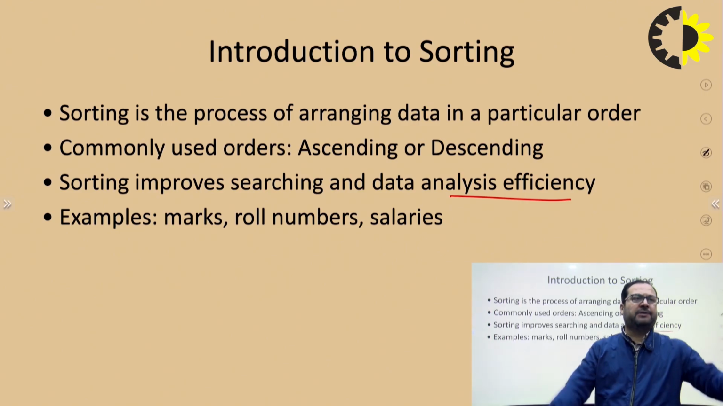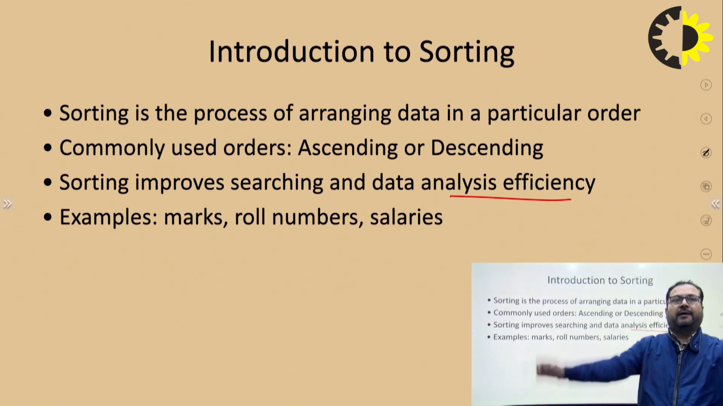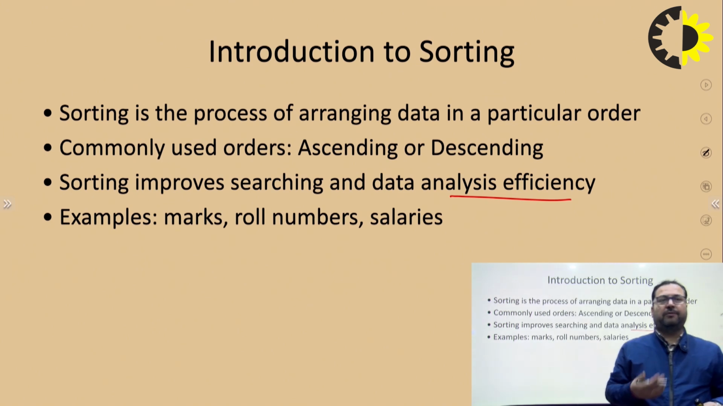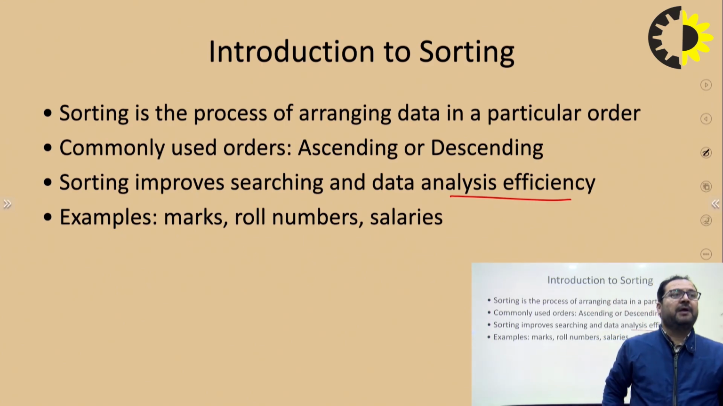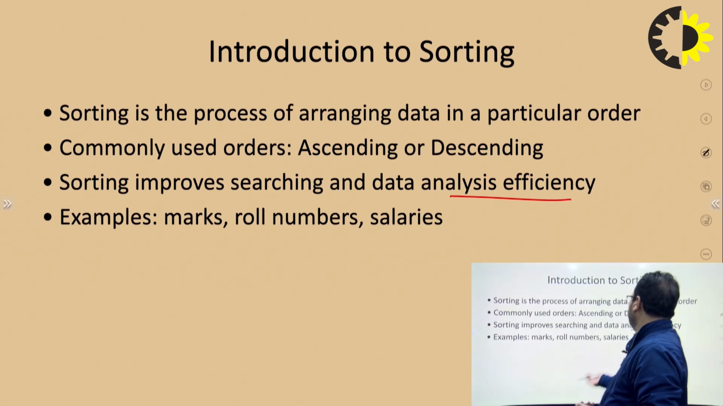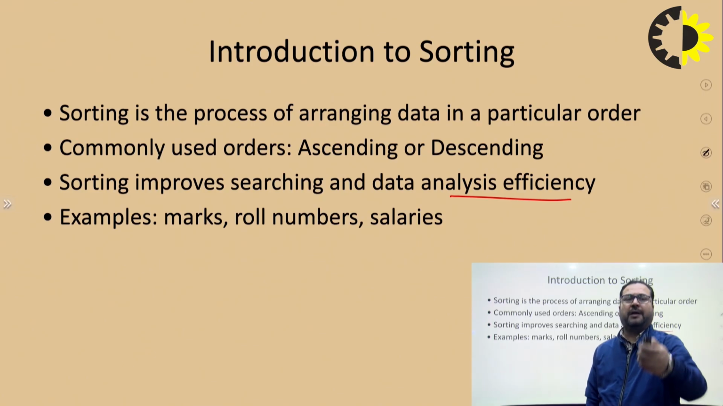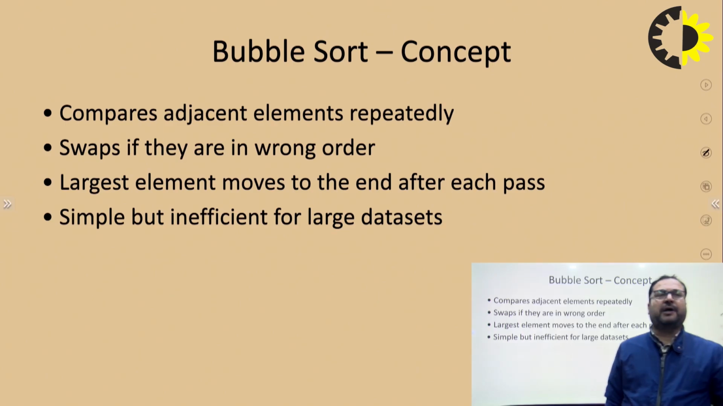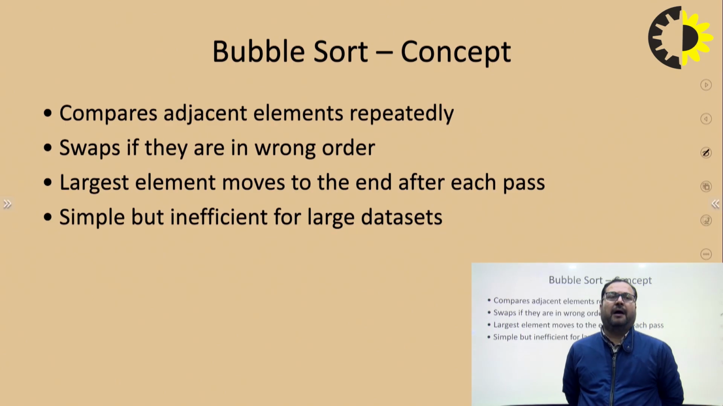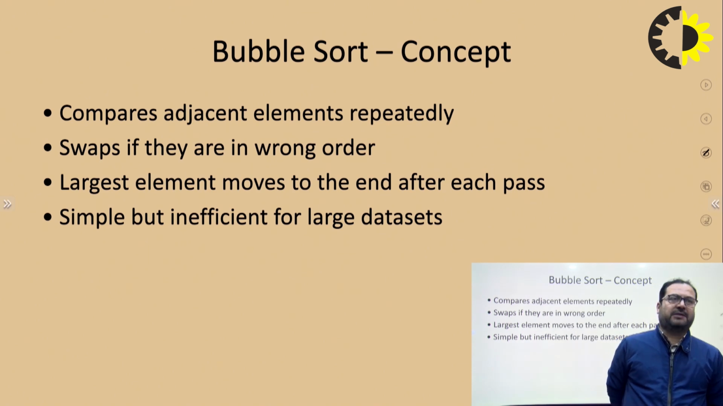Sorting can improve searching, like in binary search, where we first arrange the elements in increasing order, then we search. Examples are marks, roll numbers and salaries. We could arrange them in a particular order depending on the application. In this lecture we will discuss the basic sorting techniques, and mainly I will cover three: bubble sort, selection sort and insertion sort.